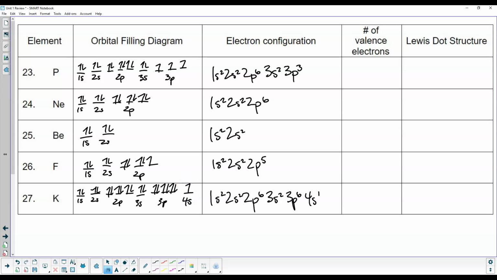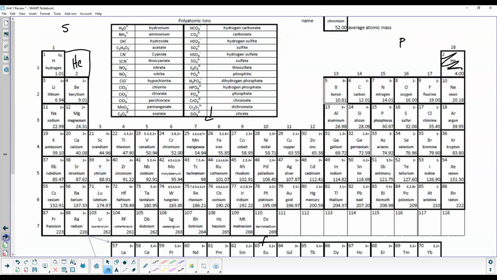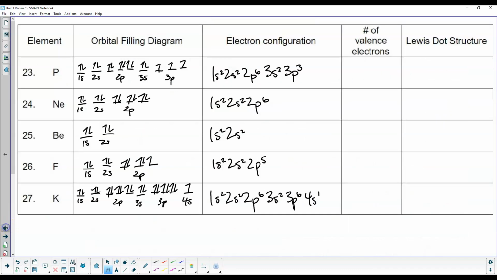So for the number of valence electrons, we're just looking at the ones in that outer energy level, right? And so you can look at the diagram and see them, or you can also just look at the periodic table. You know that these all have 1, these have 2, these have 3, 4, 5, 6, 7, and these have 8, right? So you can just count over if you want. Or you can look at the diagram, either the orbital filling or the electron configuration, and that will tell you as well.